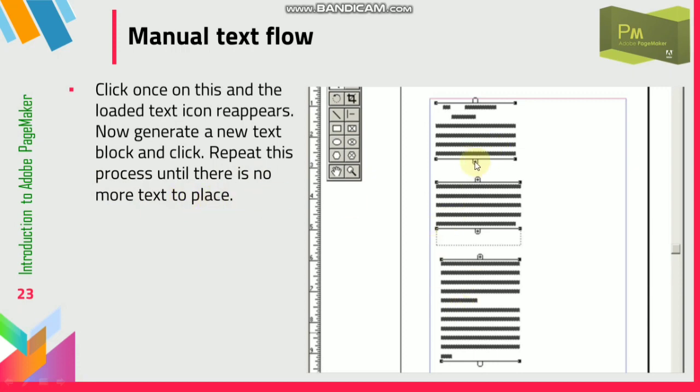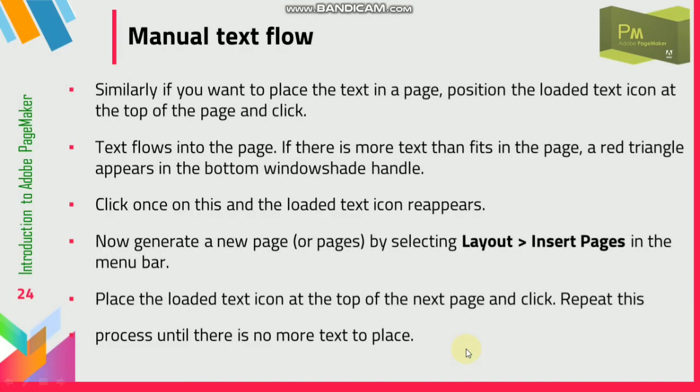Clear? See, here you are having a plus, which means you have another block, and again in the second block here you are having a plus symbol, which means you have a third block, and in that third block, see here in the down handle you don't have any red triangle mark, which means this text flows till the third block, and this process is repeated until there is no more text to place. Understand, students? Okay, so this is what is called manual text flow.